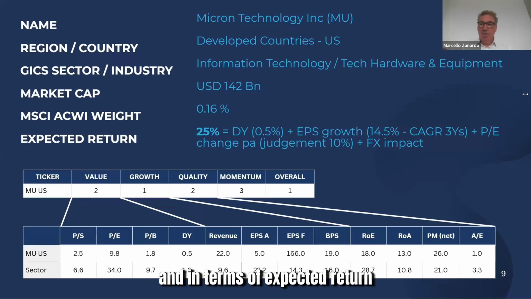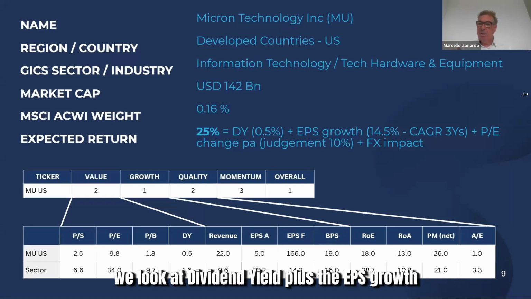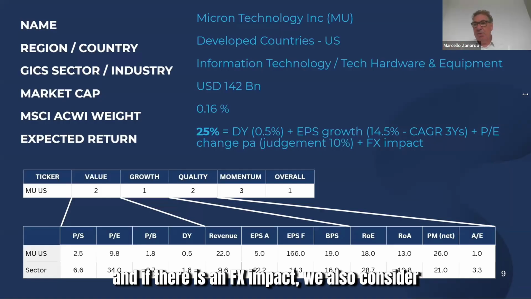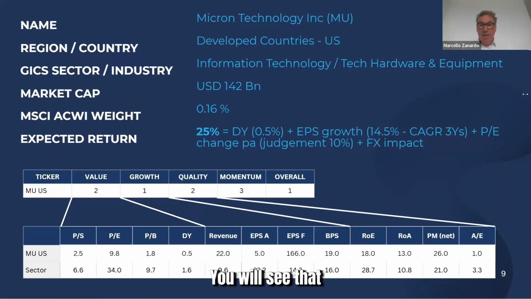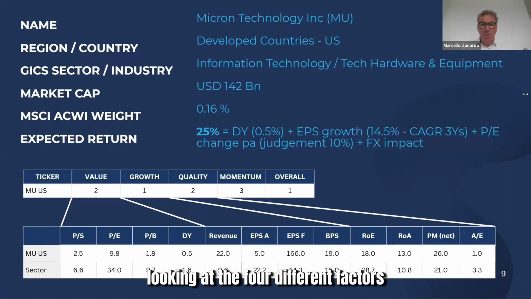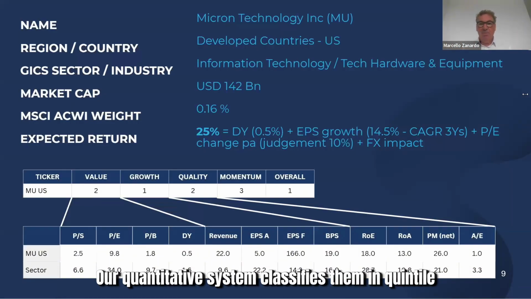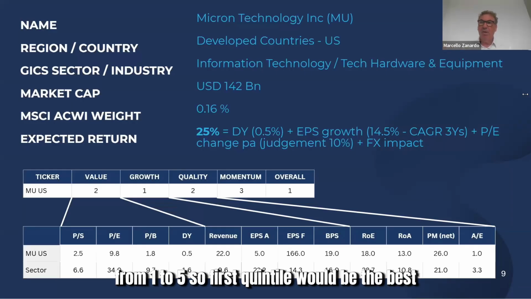In terms of expected return, we look at dividend yield plus the EPS growth, plus the PE change, and if there is an FX impact, we also consider it. You will see that looking at the four different factors, so value, growth, quality, to which we add momentum, our quantitative system classifies them in quintiles, so 1 to 5. The first quintile will be the best.